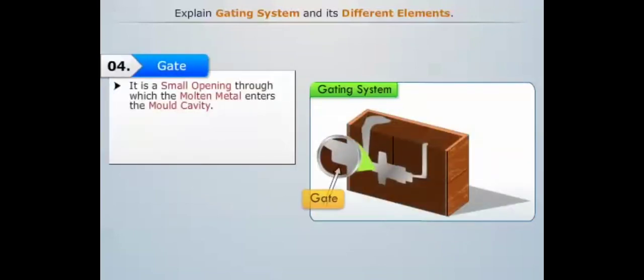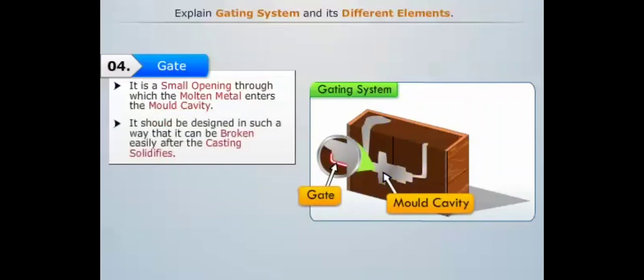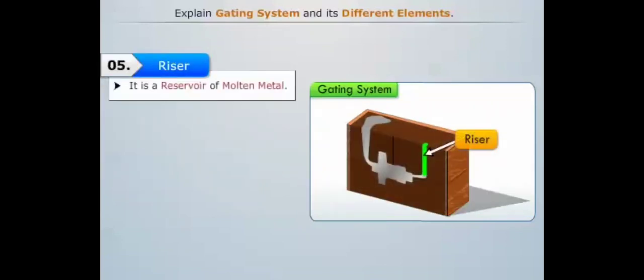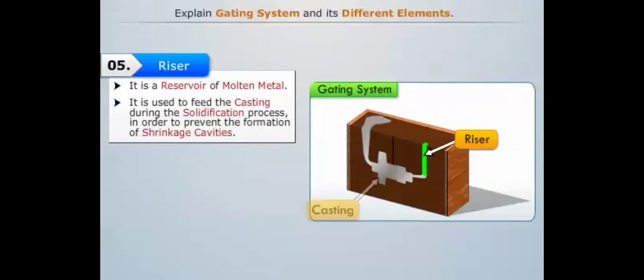Gate is a small opening through which the molten metal enters the mold cavity. Note that the gate should be designed in such a way that it can be broken easily after the casting solidifies. And riser is a reservoir of molten metal. It is used to feed the casting during the solidification process in order to prevent the formation of shrinkage cavities.